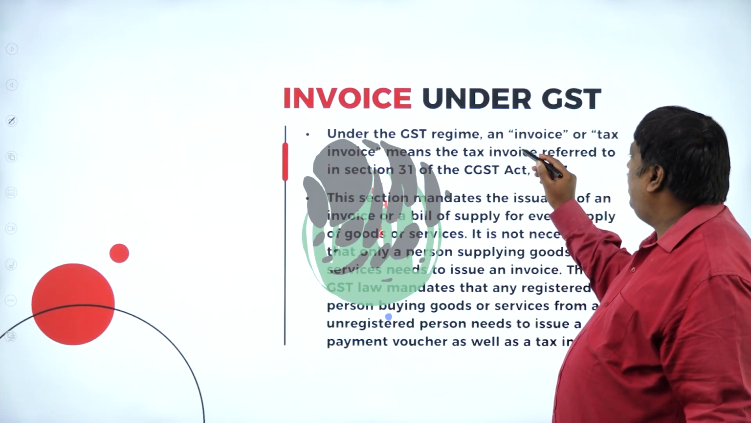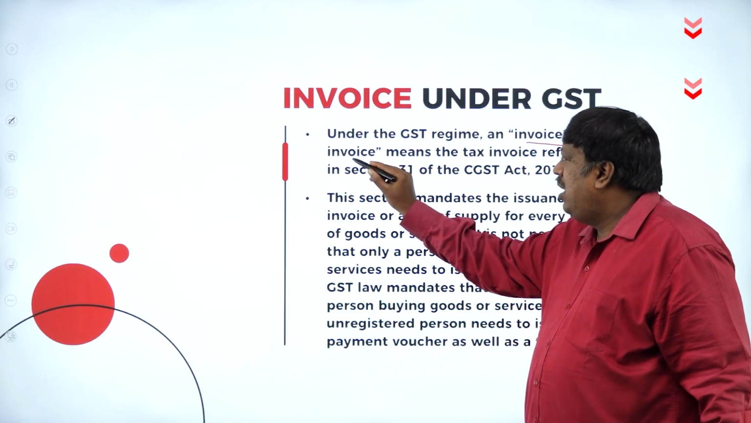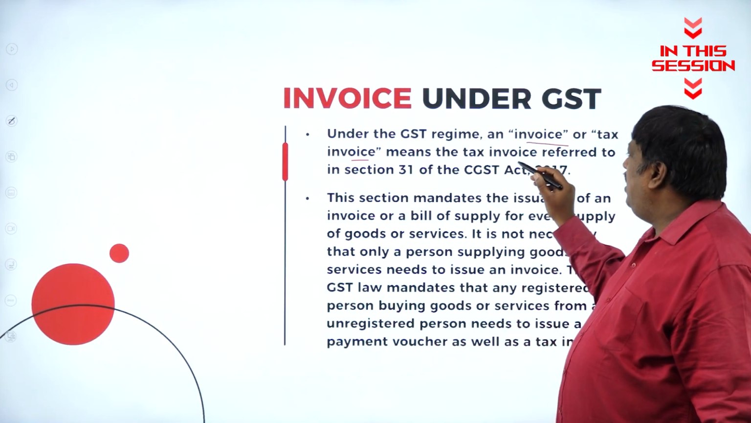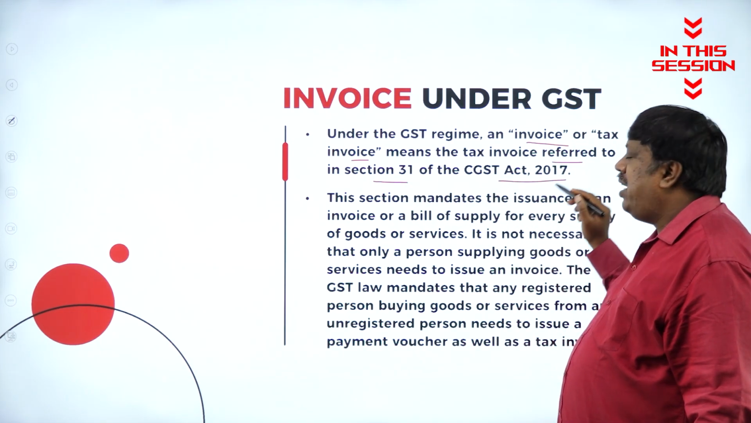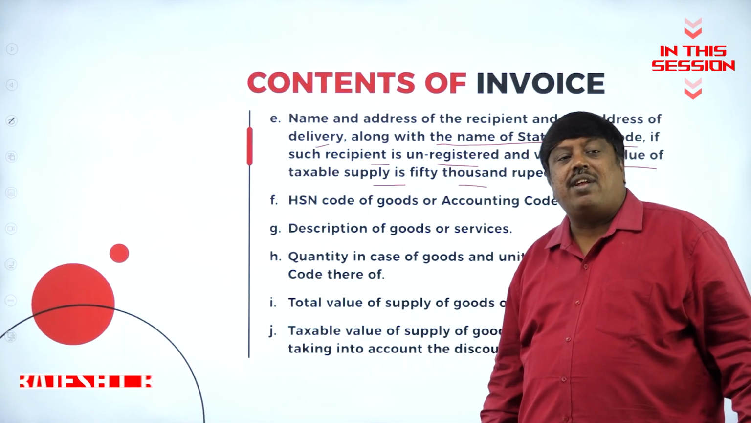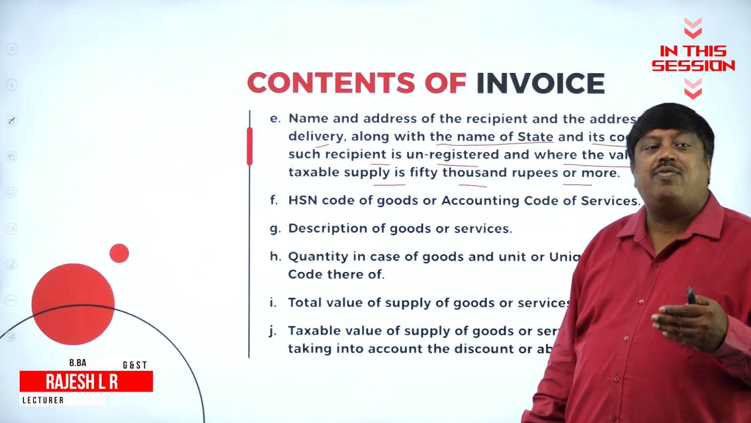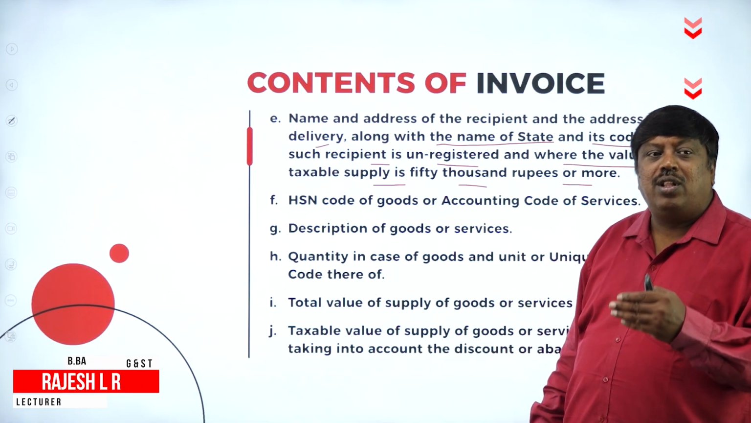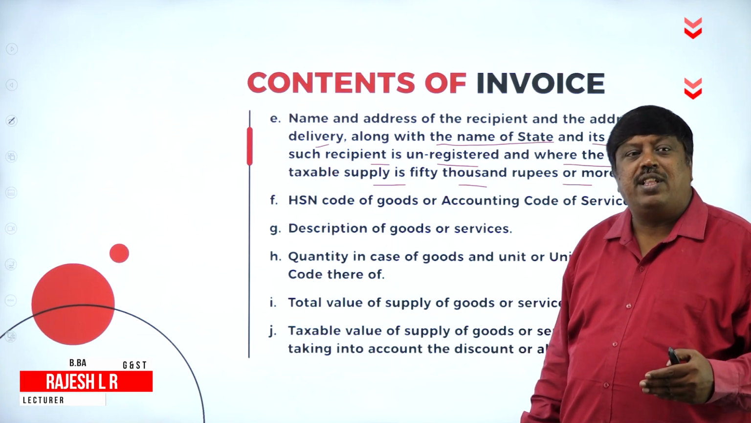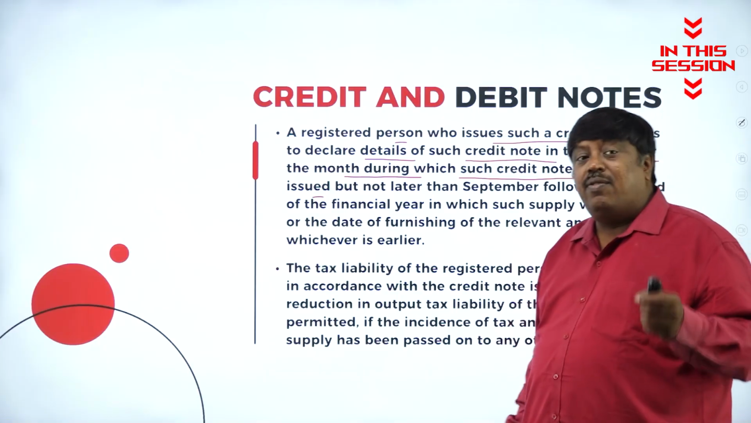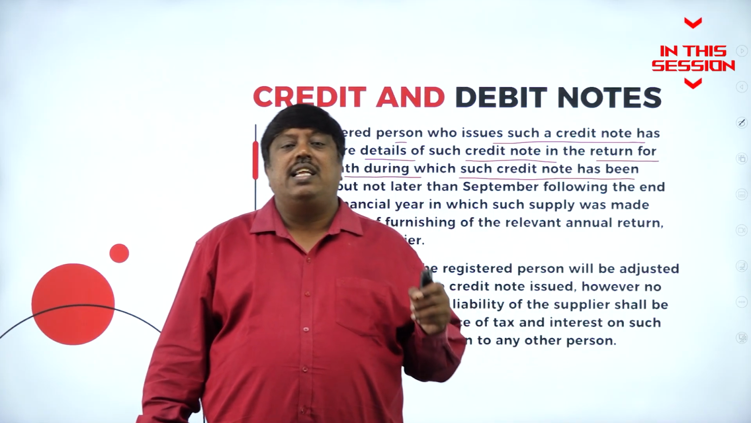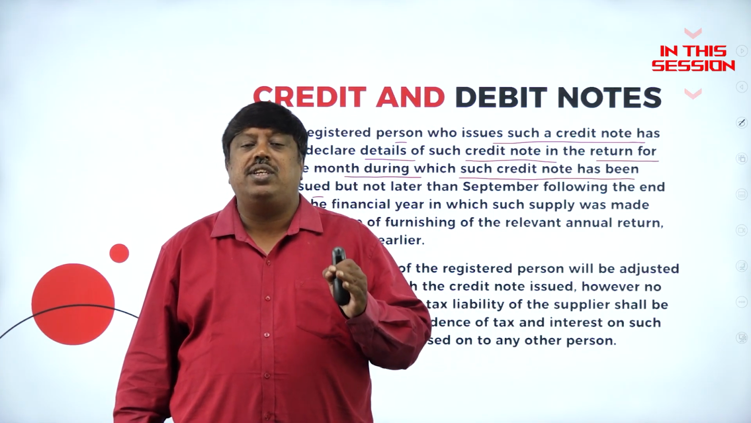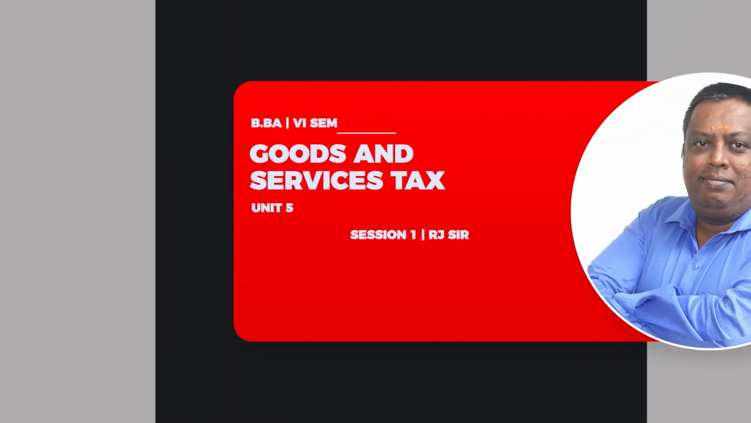Under GST, as already said, it is either an invoice or a tax invoice, which means the invoice referred to in section 31 of the CGST Act 2017. Whenever the transaction value is above 50,000, we have to record all the information. Below 50,000, it is not required. In which month we have issued the credit note, I have to clearly mention the detailed information to the GST authorities.